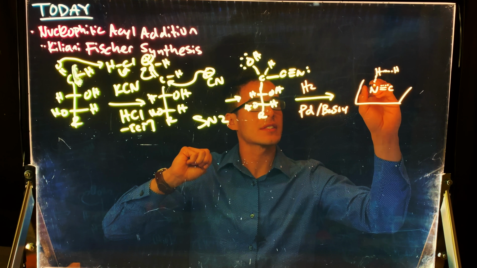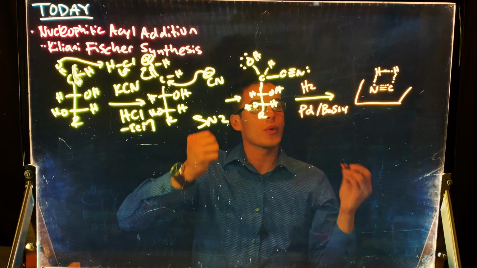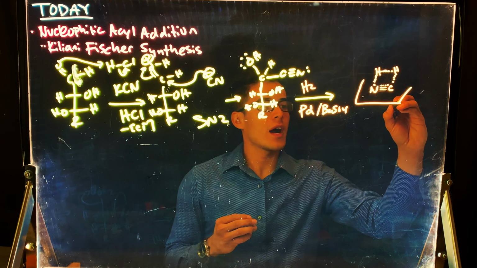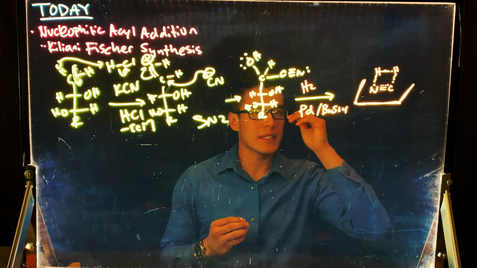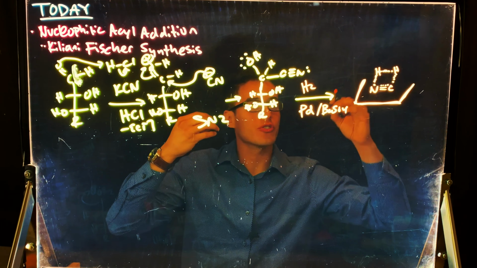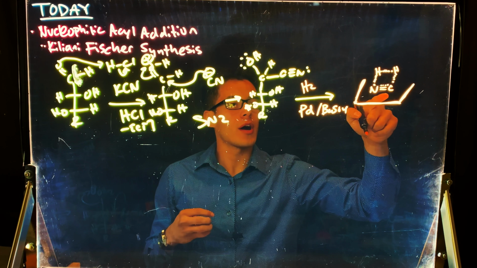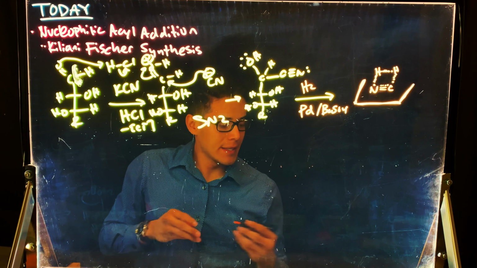Now this H is going to form a bond with the nitrogen, and this H is going to form a bond with the carbon. So that's kind of why I wanted to draw this. Here's the palladium. Here's the metal stabilizing this transition. This is showing us our transition state with the bonds forming and the bonds breaking. So let's see what we get.